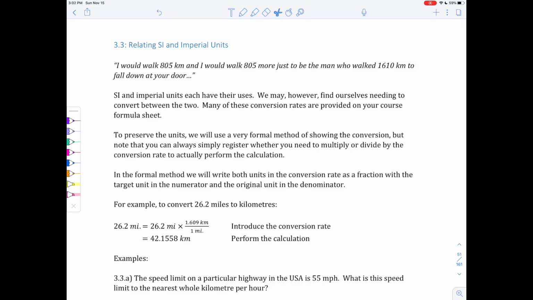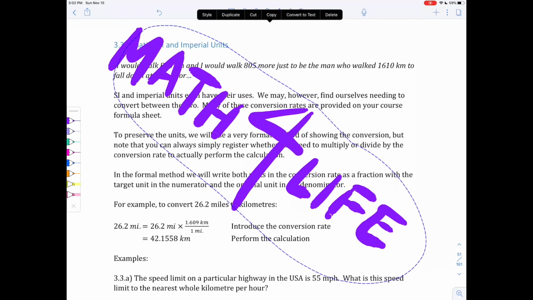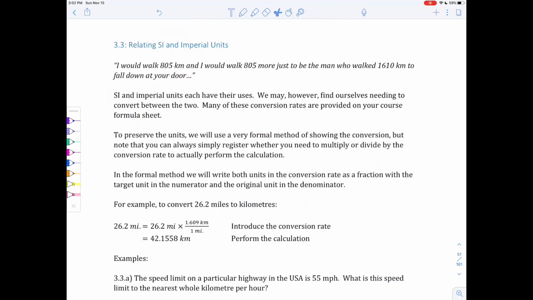3.3 Relating. Relating? Relating. Whoa, this isn't family studies. Oh no, wait! It's relating SI and imperial units. Right? Math for Life! Yeah.